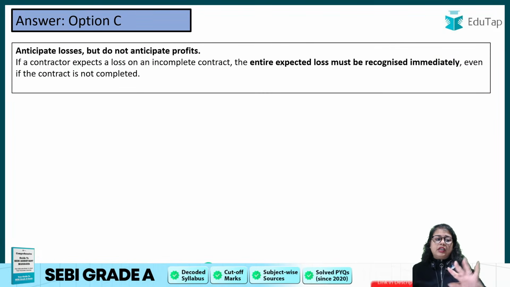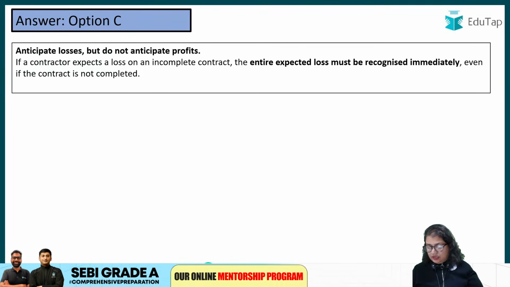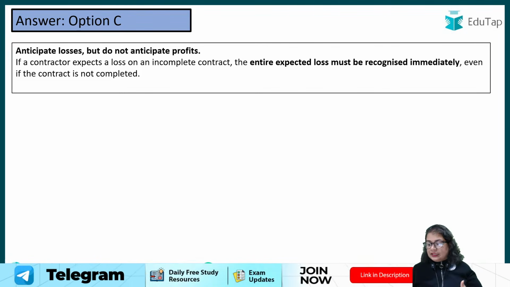So this is the prudence concept: anticipate the losses but do not anticipate the profits. So if we think that profits will happen tomorrow, we do not recognize them immediately. But if you are expecting that the loss might occur, then we will recognize it immediately even if the contract is not complete.